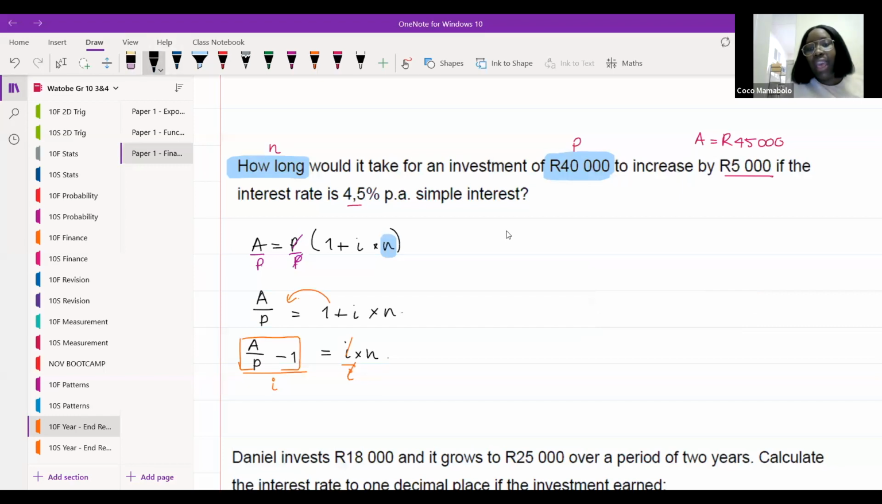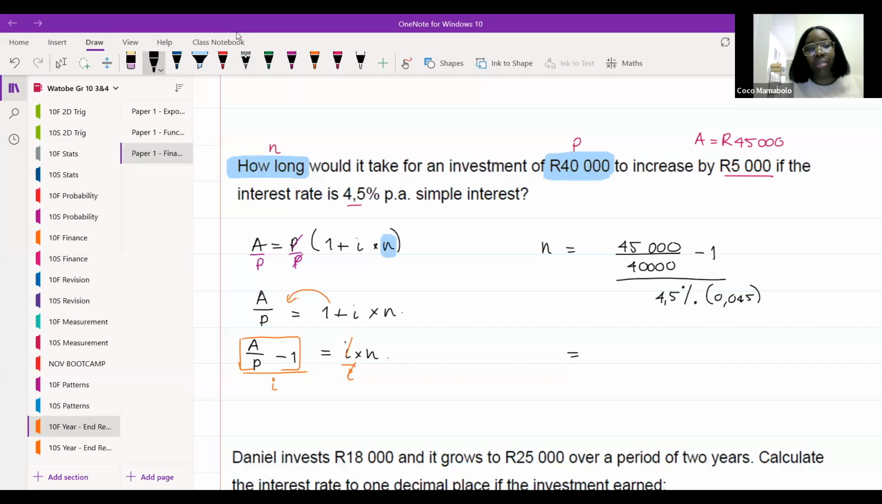We should have N is equal to 45,000 over 40,000 minus 1, all over, what's our interest rate? 4.5%. Or you can even, yeah, I would rather you do that. Or you can use 0.045. You can choose. All right, put that in, okay?